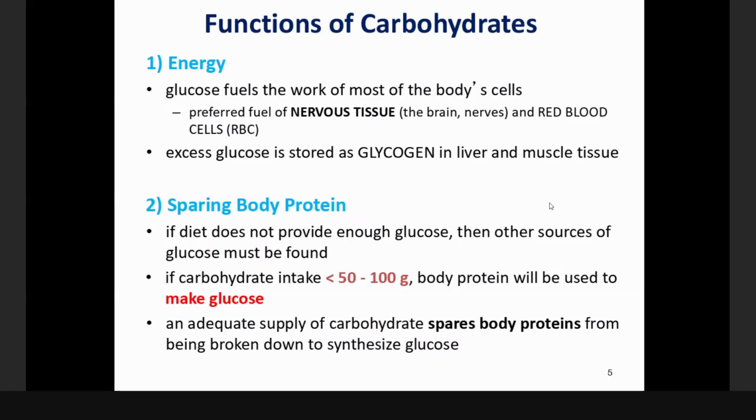Even our brain prefers to use glucose as an energy source, but after a long period of starvation, our brain also utilizes what? Ketone bodies as a source of energy. Ketone bodies belong to lipids. Ketone bodies are of three types: acetone, acetoacetate, and beta-hydroxybutyrate. These three are called ketone bodies.